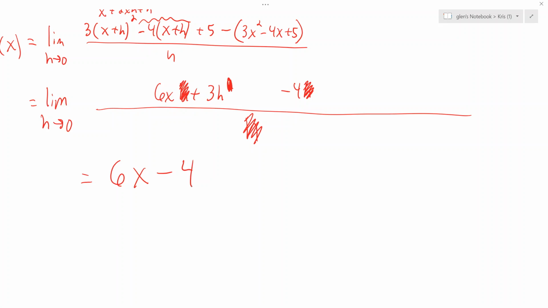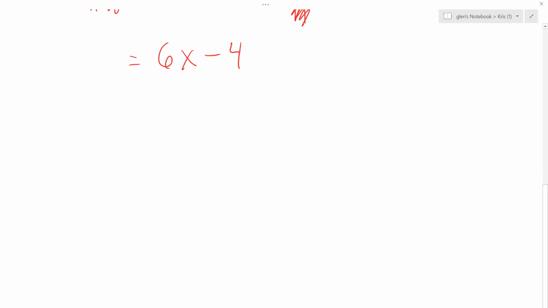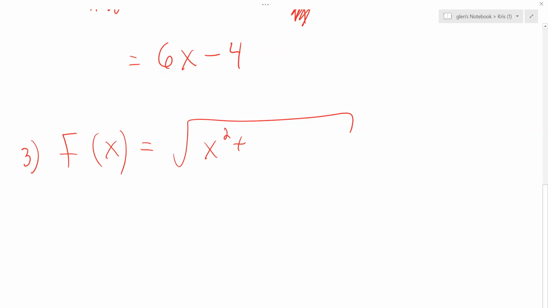You've got to get rid of the radical, and you've got to expand the squared out. So let's take a look at that one real quick. So this is number 3, where f of x was the square root of what? X squared plus x, is that it? Yeah, okay?